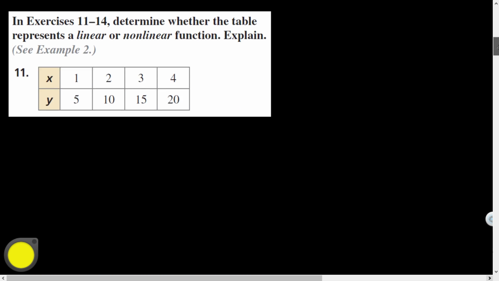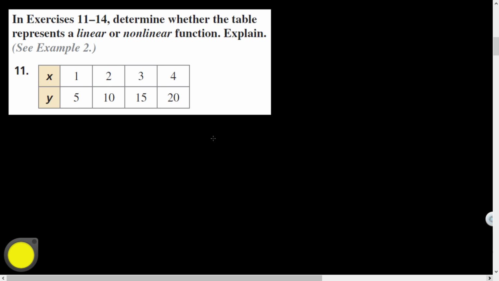Let's take a look at this problem. Oh dear. There we go. Determine whether the table represents a linear or non-linear function. Explain. So first of all, if I'm going to determine if it has a constant rate of change, I have to make sure that my x's are consistent in their increments. If I just picked 1 and then 3 and then 25 and then 42, that's a super irregular pattern for my x's, and I wouldn't be expecting a regular pattern for the y's.